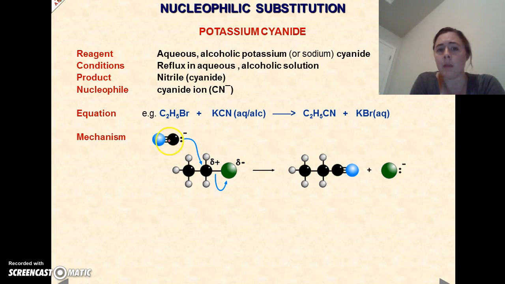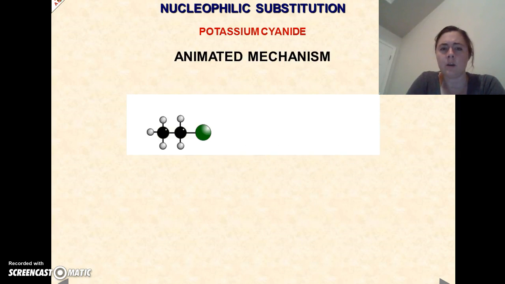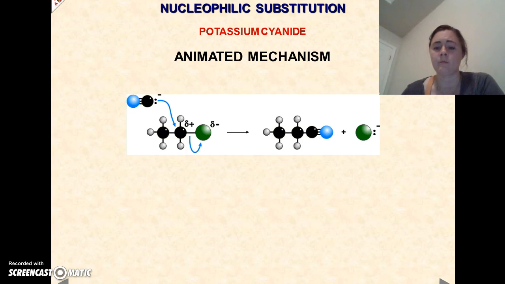Your black one, again, here is carbon. Your blue one is your nitrogen. Notice that it's going to be the carbon electrons that are bonding if you think back to the octet rule, because you have to get the 4 bonds on that carbon. All right. Here we go. This is showing the animated sequence with the potassium cyanide. You've got that carbon, reaches down, it bumps the other 2 electrons off onto the bromine, and then your product there again is the nitrile, plus your bromine ion. All right.